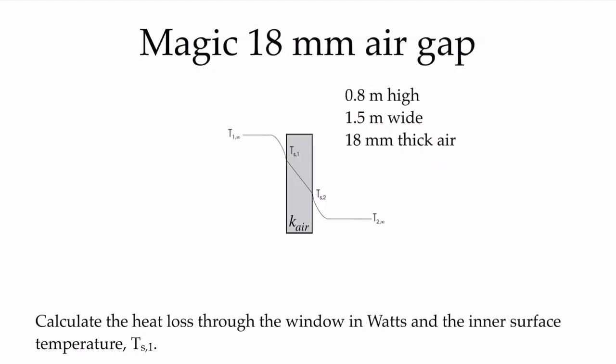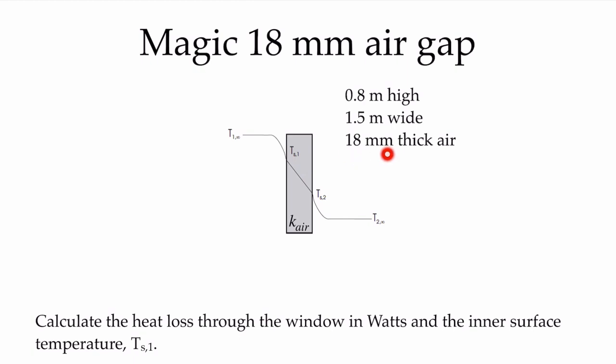Now let's think about the limit that we could have here. We now have a window system that's taking up 18 millimeters. If we could magically contain and make sure that air wasn't moving in an 18 millimeter gap, that will give us close to a lower limit for the heat transfer that we could expect over that 18 millimeter gap. So it's magic because the air wouldn't stay there, it would move, but let's pretend it's not moving and that we have pure conduction.